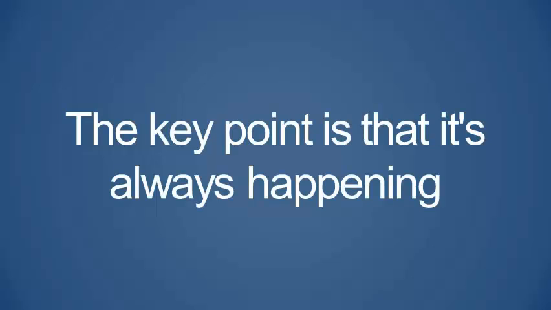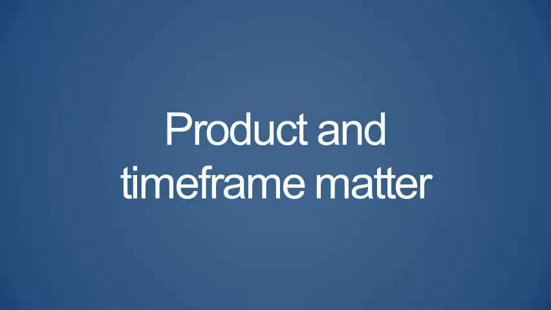The key point is that it's always happening, and by identifying the size of the last swing, you can get a better feel for whether enough energy has been expended in order to encourage the other side to push the market in the opposite direction, at least by enough for what you would consider to be a small rotation. Now, of course, the size and distribution of rotations is highly dependent on the product and the time frame that you're looking at.